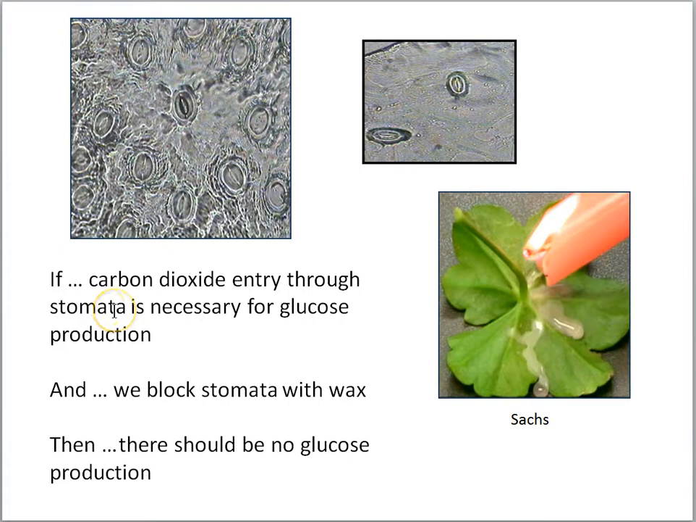So here's our thinking structure. If CO2 entry through stomata is necessary for glucose production and we block stomata with wax, then there should be no glucose production. And in fact, that's what Sachs found, that if you block the stomata, the plant can no longer make sugar and the leaf will die.